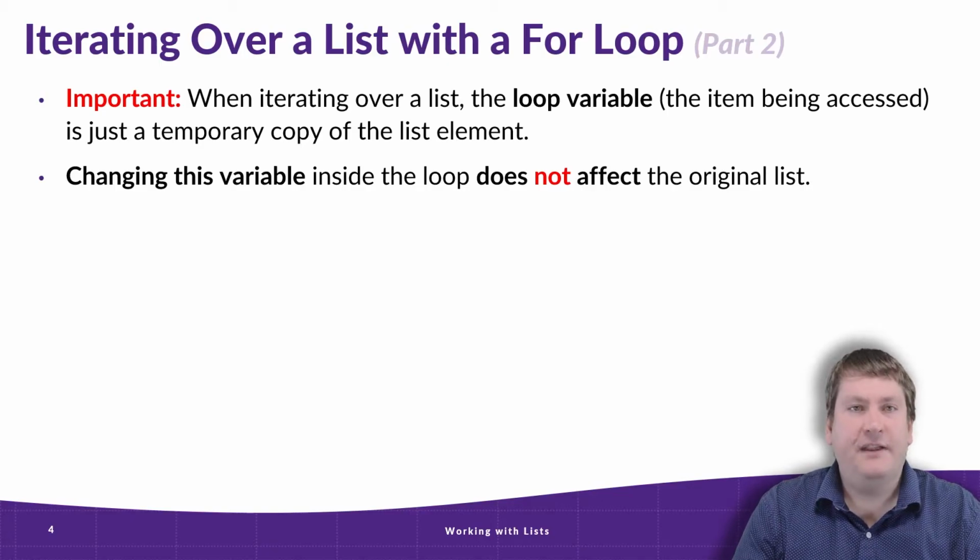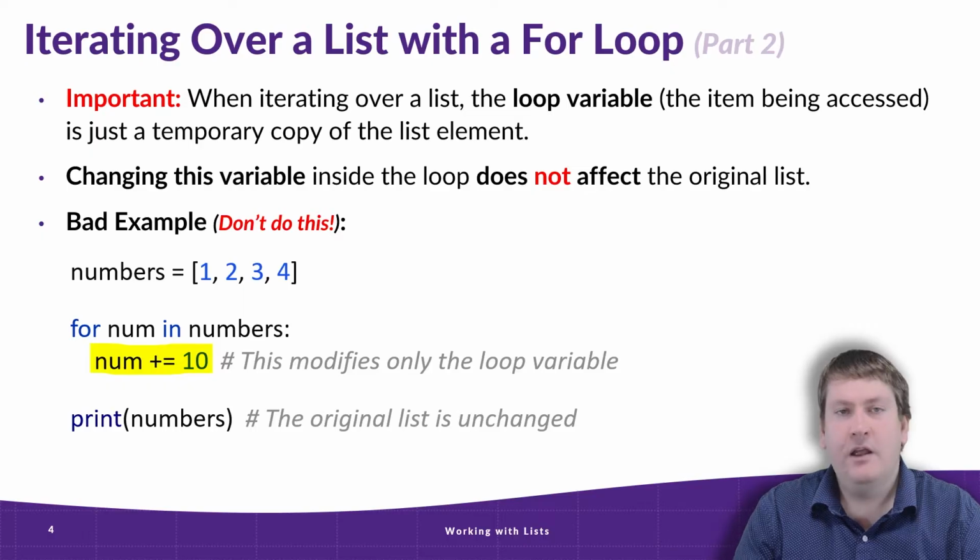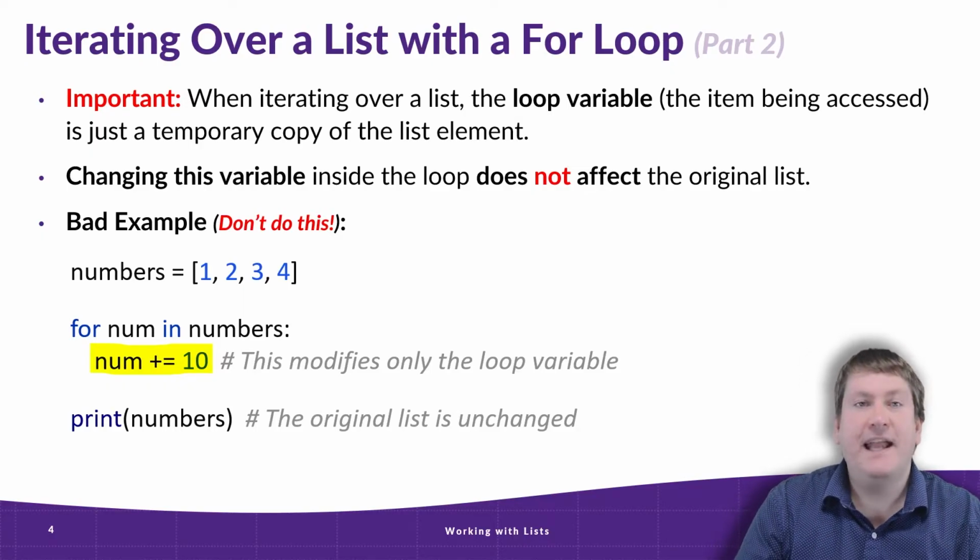Let's take a look at an example. And this is a bad example. Don't try this at home. So here we have a list called numbers, and it has the values 1, 2, 3, 4. But the problem with our loop is that we are trying to edit the loop variable. So in this case, num would be equal to each value in the list for each iteration of the loop. So it'd be equal to 1, then 2, then 3, then 4. But the problem here is we're trying to modify that value. We're trying to add 10 to it.